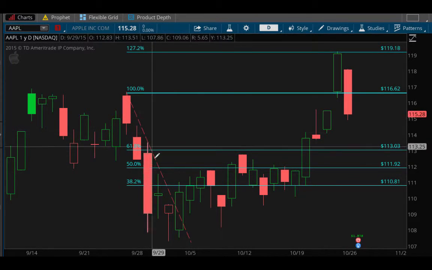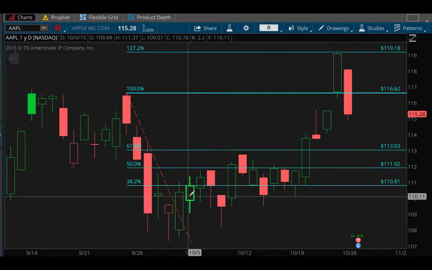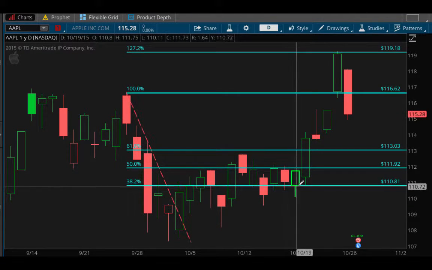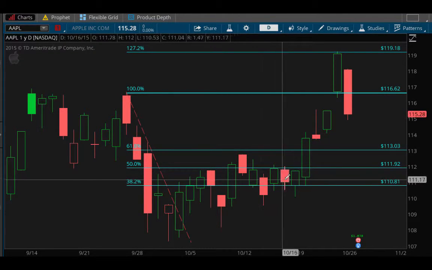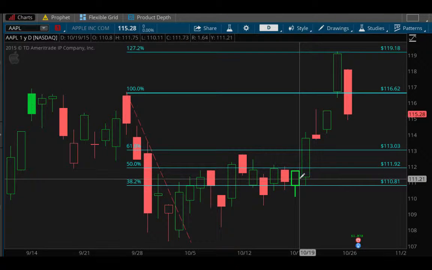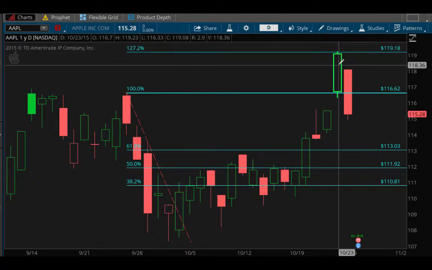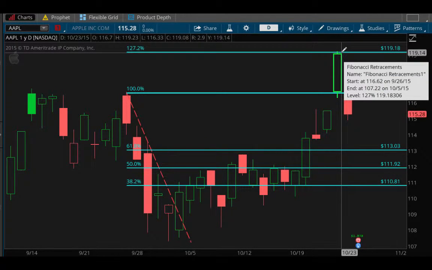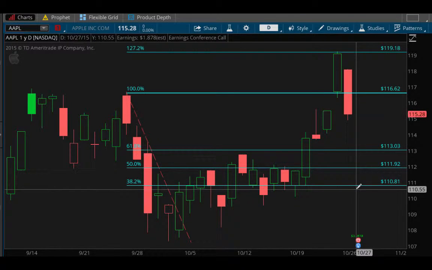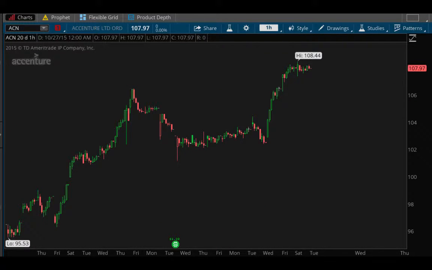So say Apple comes down, bottoms out, starts to consolidate, and looks like it's going to make another move up. At this point, you can come in and buy the stock, or sell options, or buy options against it, and then ride it up. When it hit the 127.2, you could take all of your profits or half off the table, just to give you that security of having made a profitable trade. Here's another example of how you could take a trade.